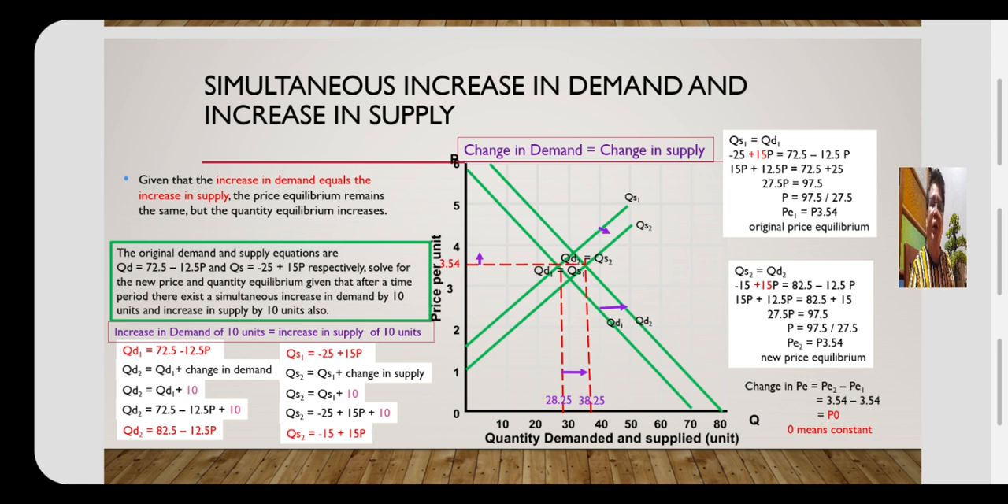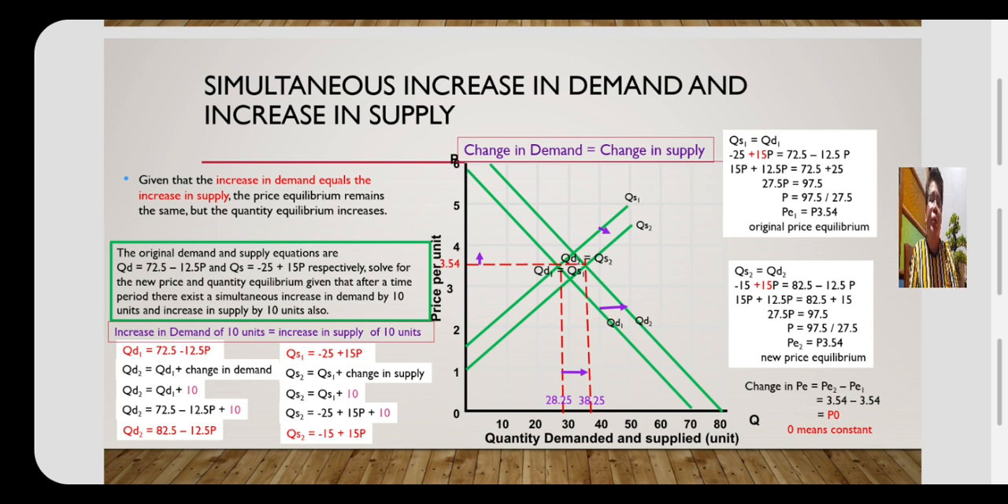after a period of time there exists a simultaneous increase in demand by 10 units and increase in supply by 10 units also. So the fact that the change in demand by 10 units is also equal to the change in supply by 10 units, what will be its implication to the price equilibrium and quantity equilibrium? Because what we can observe here is that market forces between the demand and supply are in balance.